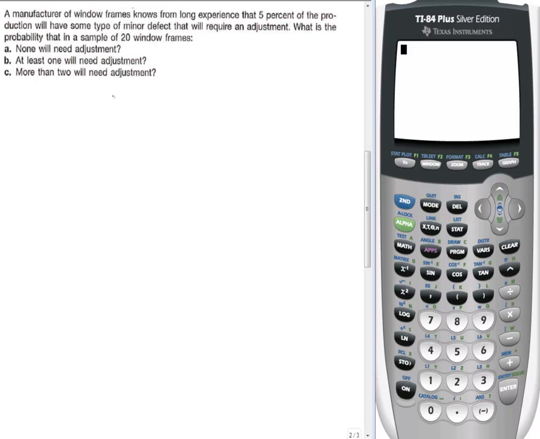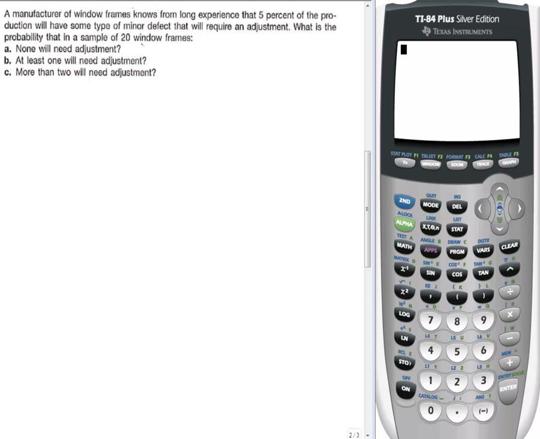Another example here from the book. A manufacturer of window frames knows from long experience that 5% of the production will have some type of minor defect that will require an adjustment. What is the probability that in a sample of 20 window frames, none will need adjustment, at least one will need adjustment, and more than two will need adjustment?